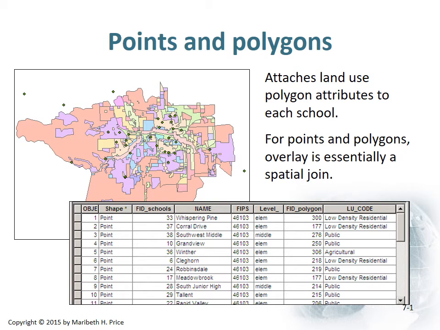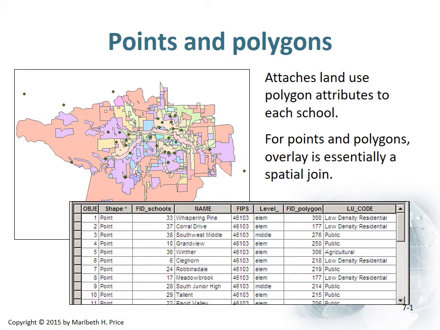So another example, points and polygons. Here we have a land use polygon data set and individual point locations for schools. So we can put those two together using the overlay process, and we know then what zone or what land use code, what zoning applies to each school location.